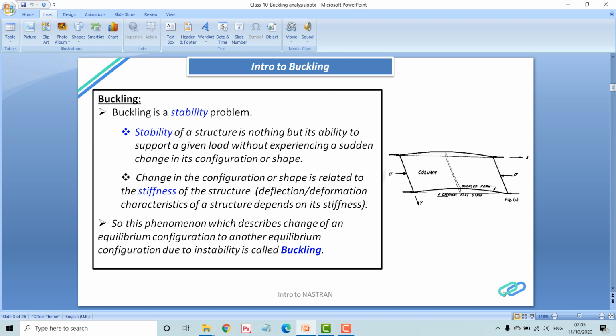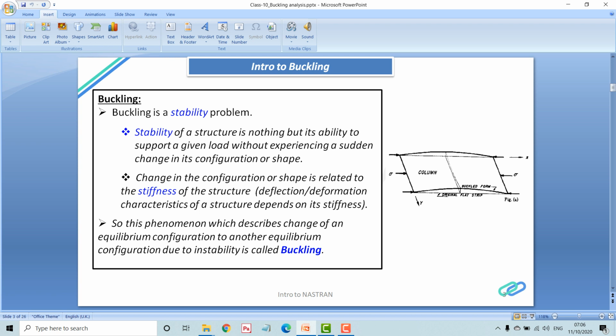To give you a very simple example, imagine a column and you are applying a force. Suppose you are designing the column and you say that a certain amount of force it can take. After designing, suppose you are testing it, and the column fails without taking the desired amount of load. Definitely that means there is some problem with the structure, or with the design parameters considered, or with the support conditions considered. It might be any type of problem.